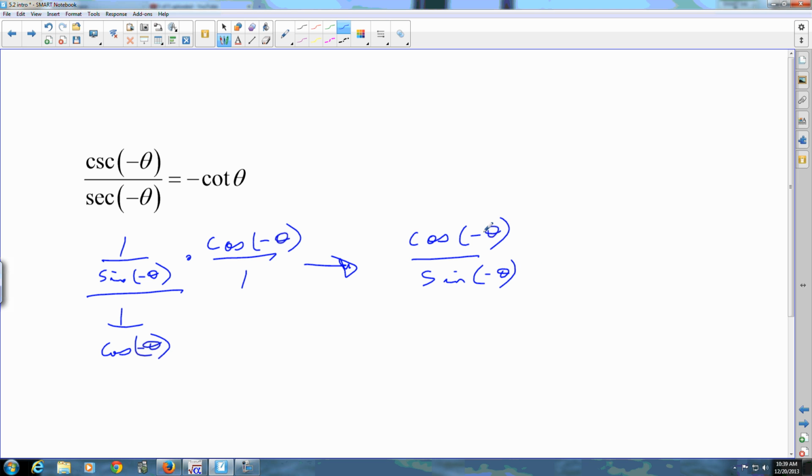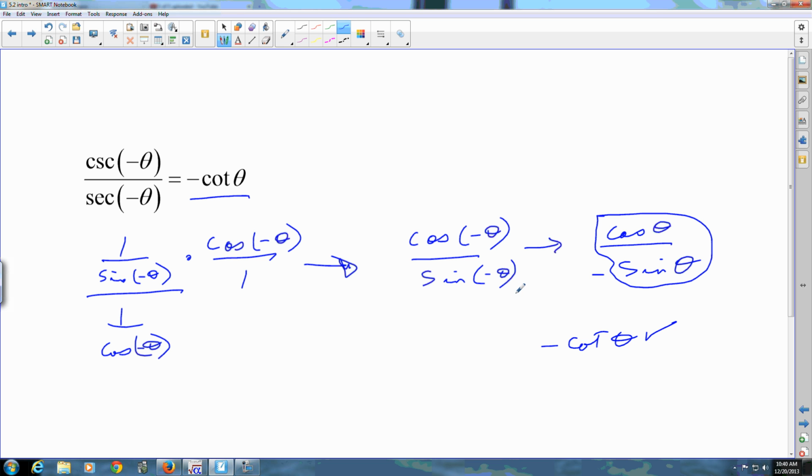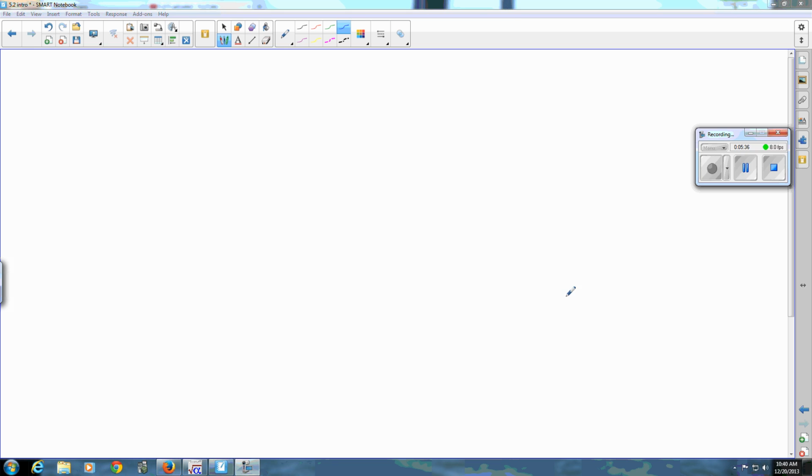You'll remember from the identities, cosine of negative theta is the same thing as cosine theta, and sine of negative theta is negative sine theta. You have one negative. This thing is worth cotangent, and you have a single negative, so it's worth negative cotangent of theta as required. Okay? And I think that's the last screen, so there you go.